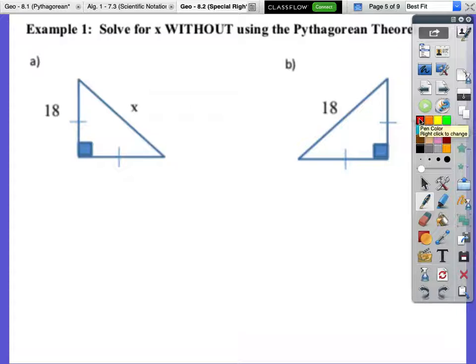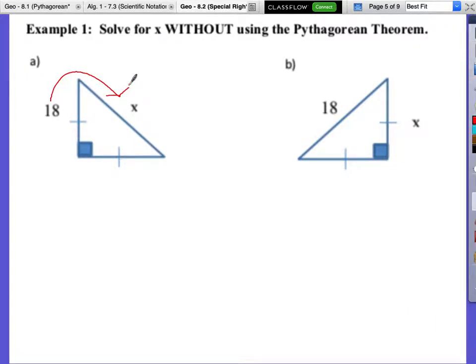Alright, hey. So, on this first one, what are we given? The leg or the hypotenuse? Leg in a 45, 45, 90 triangle, right? You know it's 45, 45, 90 because it's isosceles, so these have to be 45, 45 degrees, the angles. So, how do we go from the leg to the hypotenuse? We take 18 times the square root of 2. Can we simplify this anymore? No, we're done with the first one.